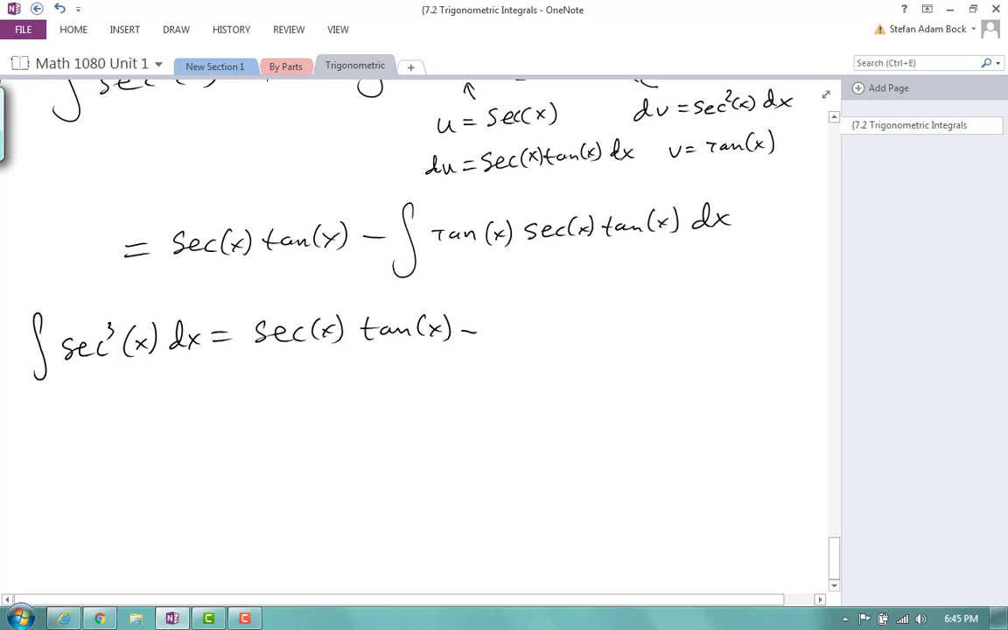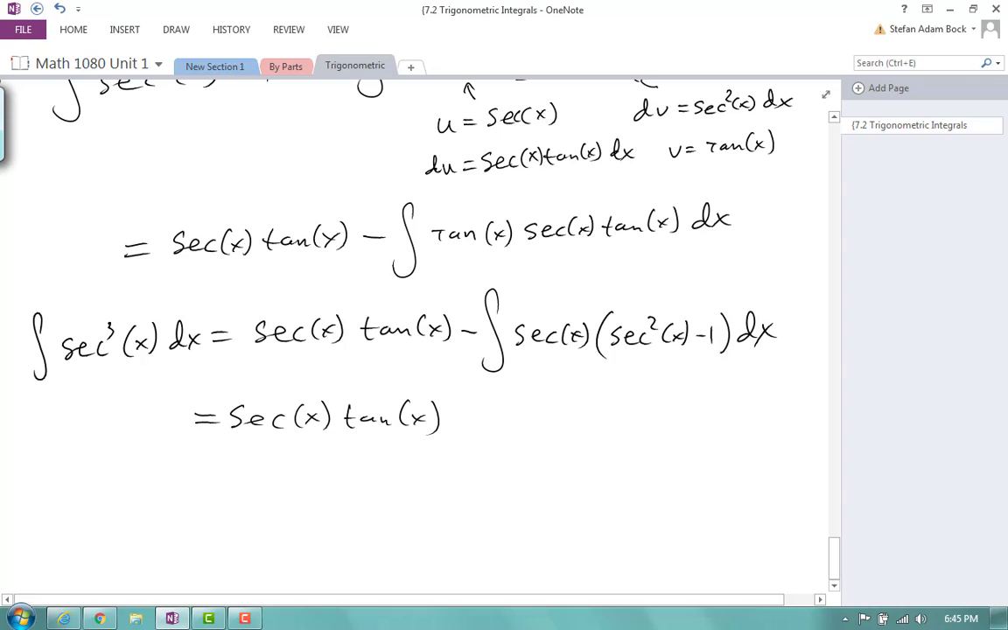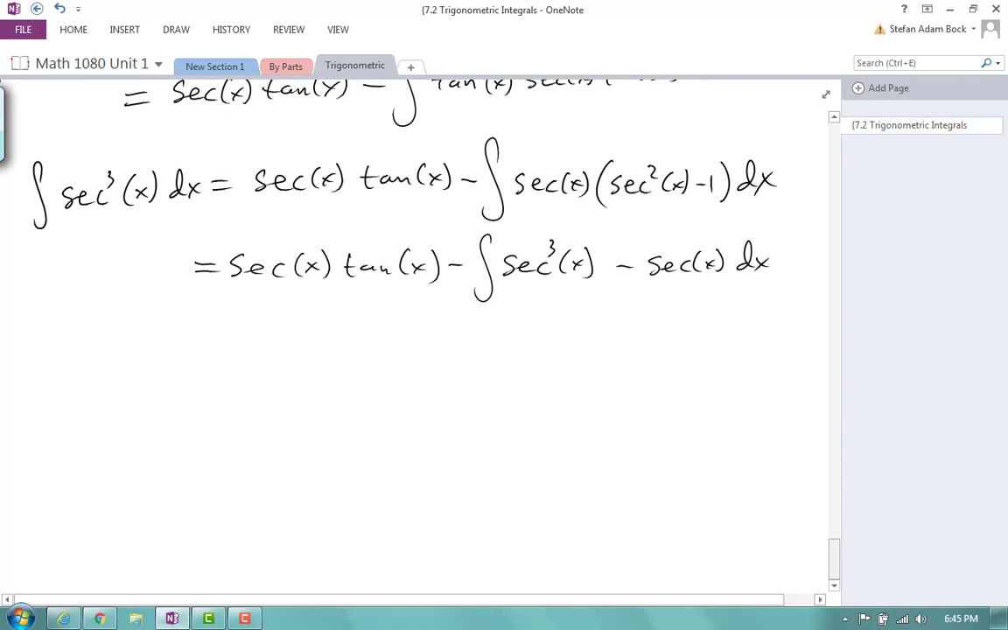minus, tangent squared is equal to secant squared minus 1. So this is the integral of secant of x times secant squared of x minus 1 dx. So I have the integral of secant cubed of x minus secant of x. And here I'm going to use the techniques we did for a couple of those special problems in integration by parts. I'm going to split this integral so that I have a copy of my original integral.